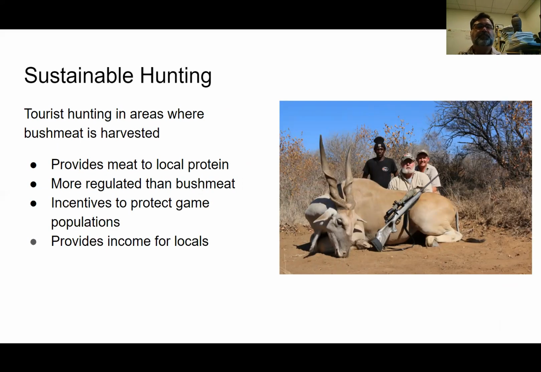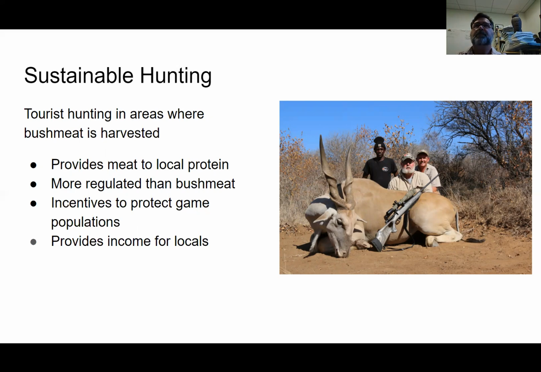Sustainable hunting is now a personal thing, which means you can hunt for personal reasons, and it's become a large source of income. This is a friend of mine in Africa, and the meat goes to the local population, so they no longer have to unsustainably hunt bushmeat. It's more regulated, so we have an idea of how many animals are being taken and where. And there's an incentive to protect game populations.